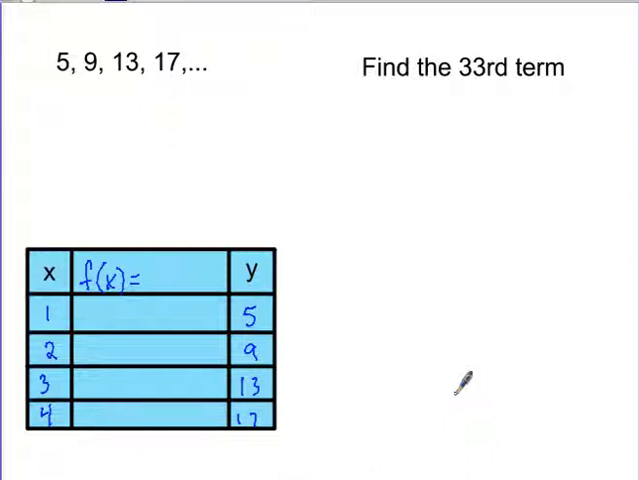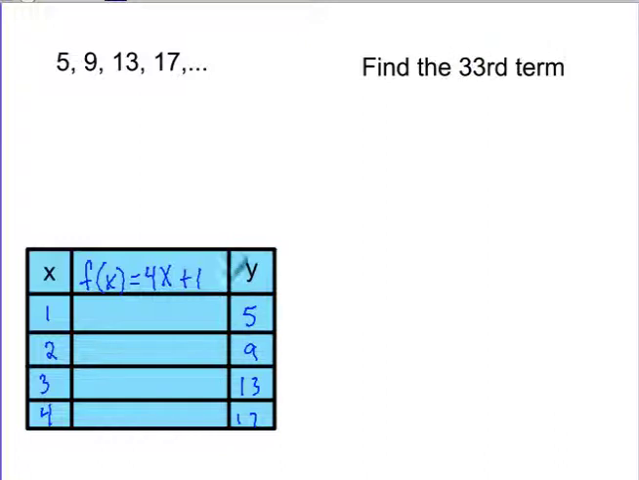Well, what's the difference between each term? Times 2 plus 1. There's got to be a 4 in there somewhere since there's 4 between each one. So 4x plus 1. And we would have filled out the rest of the table, 4 times 1 plus 1, 4 times 2 plus 1, and on down, and shown that it works for each of the terms of our sequence.